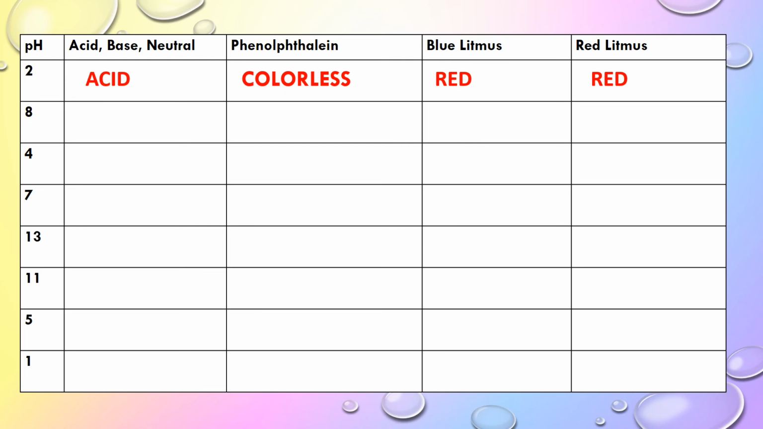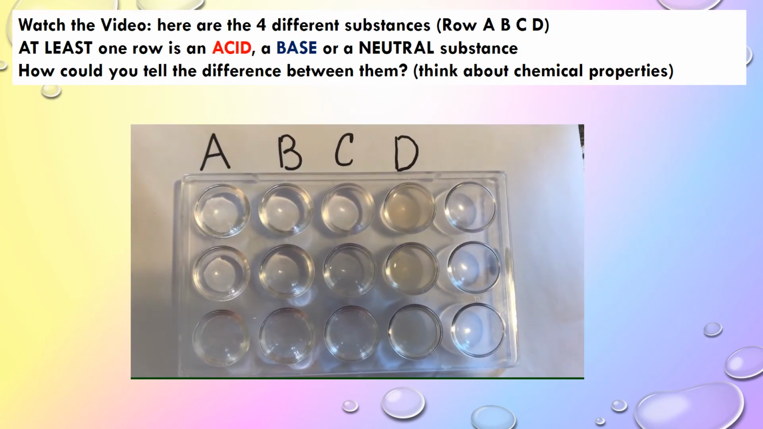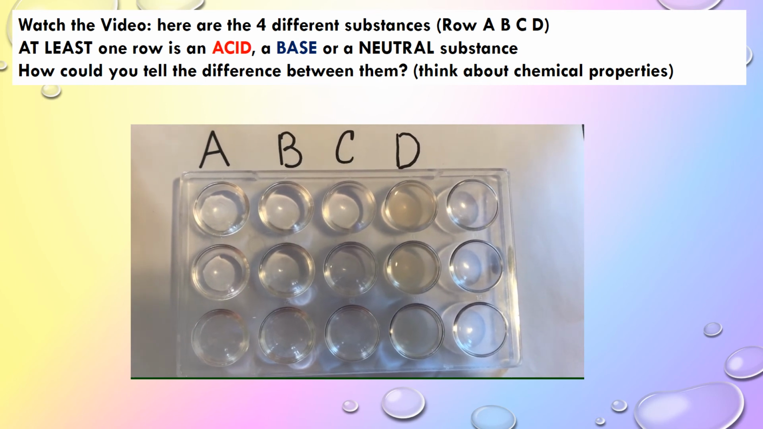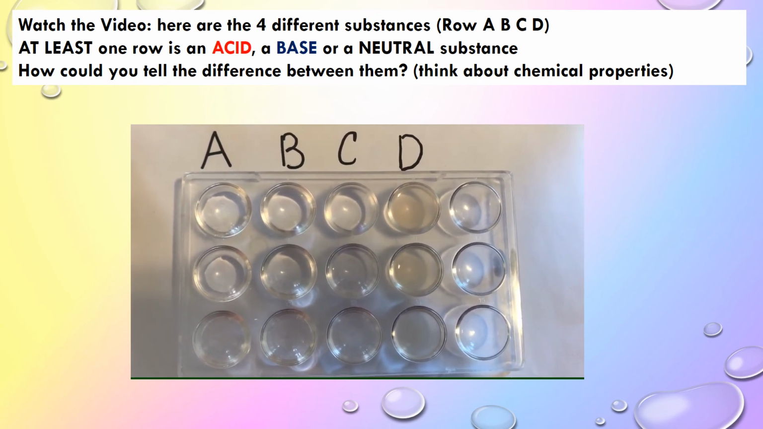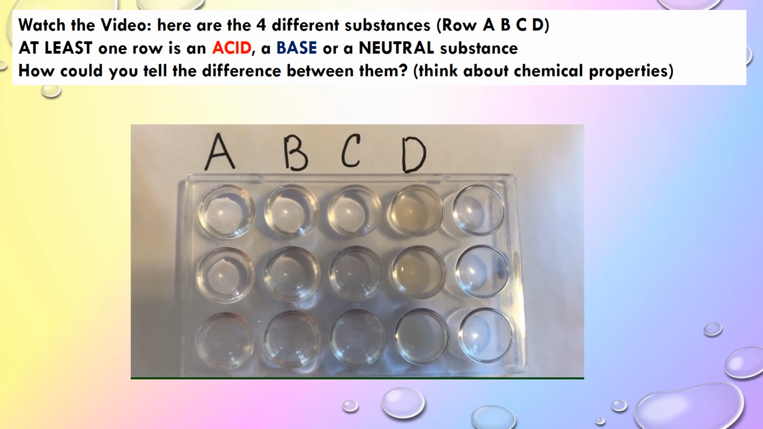So you guys are going to fill out this whole chart. It's on the Castle Learning assignment, so you can do it there. My suggestion is to do it in the chart here first. And then the last thing you are going to do is you're going to watch this video here. It's the same thing, but now I'm actually going to test it using different chemical properties.